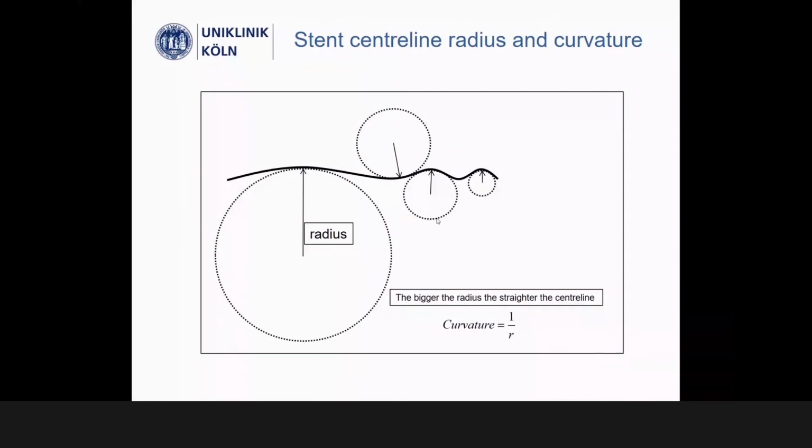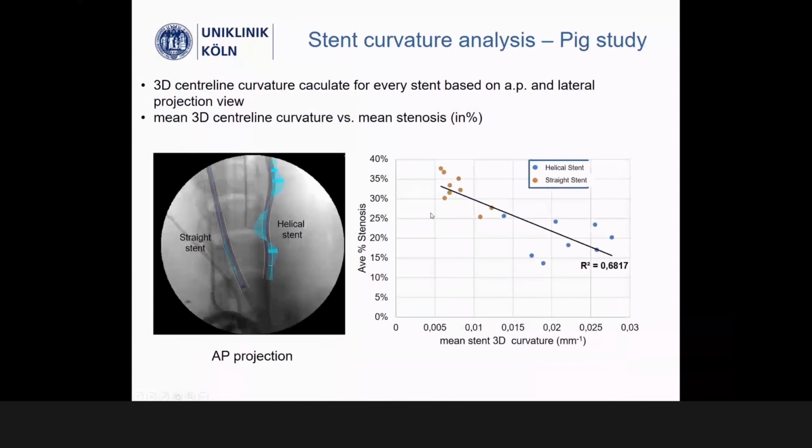And to quantify the grade of curvature that is induced by this helical stent, you use this measure of curvature. So the curvature is higher when the radius of those circles that you align to the course of the vessel gets smaller. In their study, they also looked at the grade of curvature induced by the stent and correlated that to the grade of stenosis. And they were able to show that there's a very good correlation. So the higher the curvature, the less restenosis they observed.